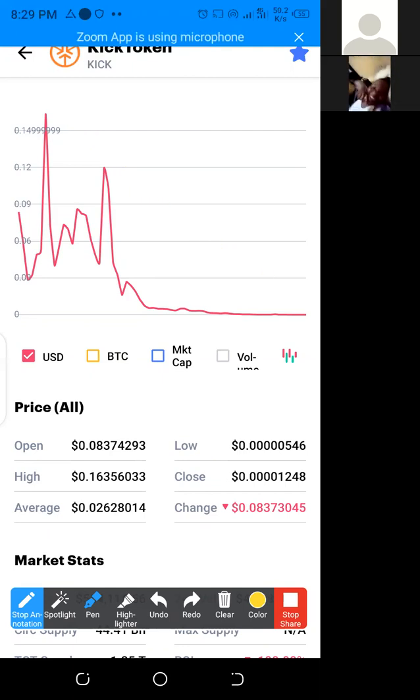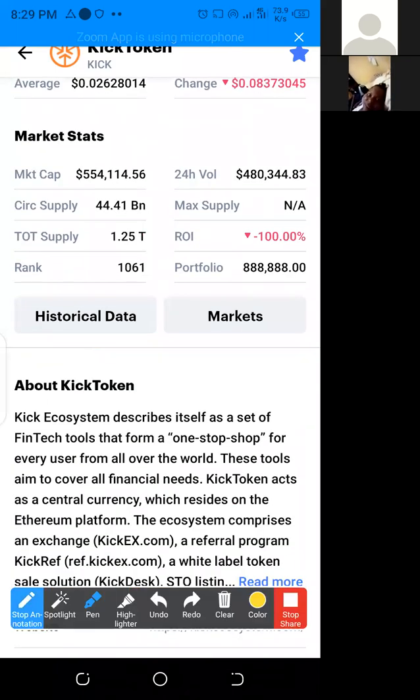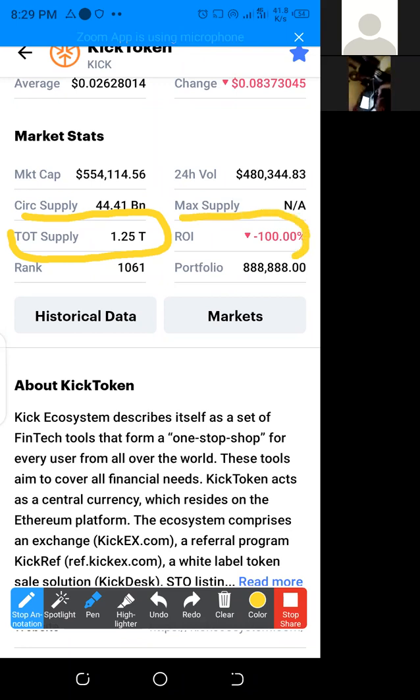Let me show you something else. Now see the total supply of this coin. See. What can you see? This is 1.25 trillion. No wonder. See the ROI. ROI is return on investment. See, this is minus 100%. Are you seeing that? It's crazy. How can a coin be doing minus 100%?